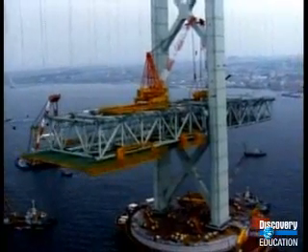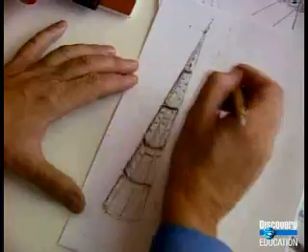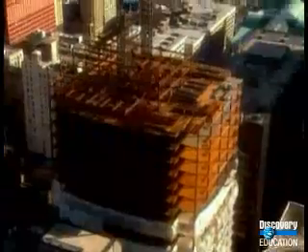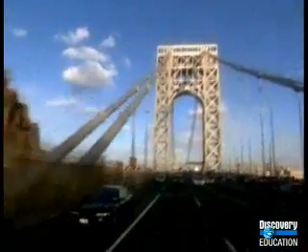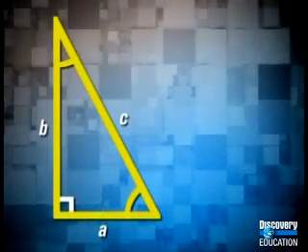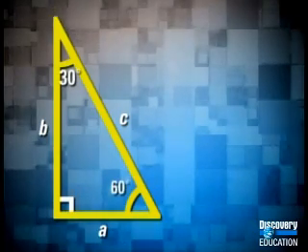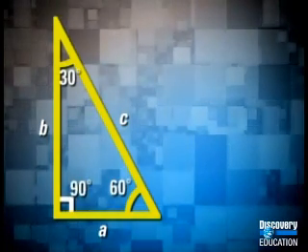From buildings to bridges, right triangles are a basic and often essential component of engineering and architecture. Architects use right triangles to construct skyscrapers, landmarks, and more. Let's take a look at two types of right triangles that have some interesting properties. What makes them special is based on the angle measurements of the non-right angles. One, the 30-60-90 triangle, has angles measuring, you guessed it, 30 degrees, 60 degrees, and 90 degrees.